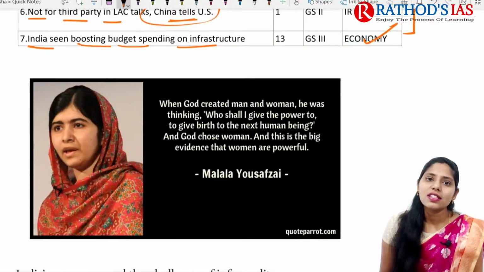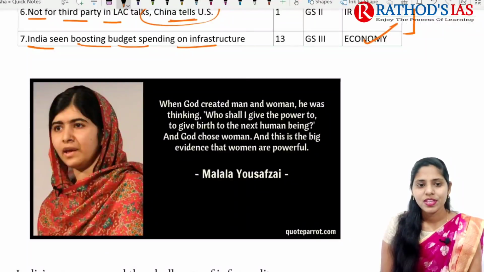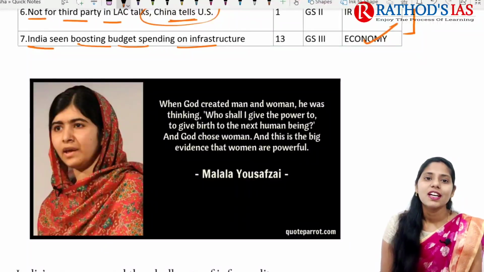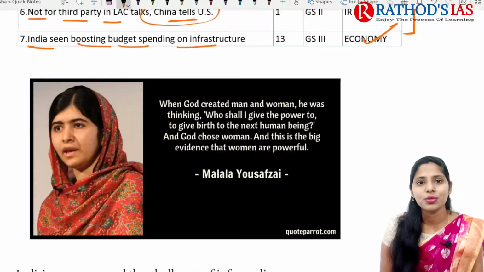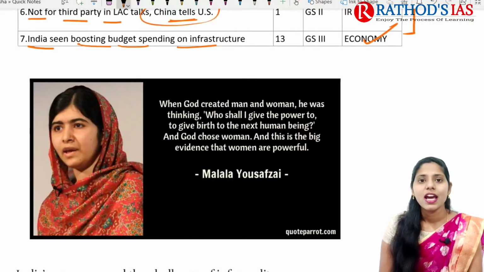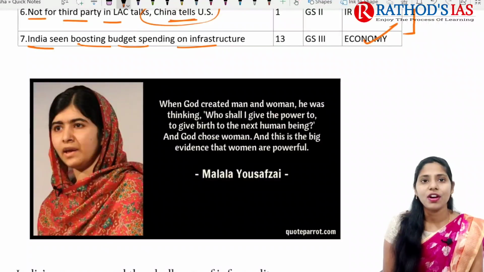So now let us start our discussion with a quote. Today I came up with a quote regarding women empowerment. This quote is by Malala Yousafzai. She is one of my inspirations, and whenever I get free time, I watch interviews of Malala Yousafzai. She is an inspiring motivator. Quotes from Malala Yousafzai are very useful for women empowerment, and whenever you're talking about women-related issues, you can quote her.